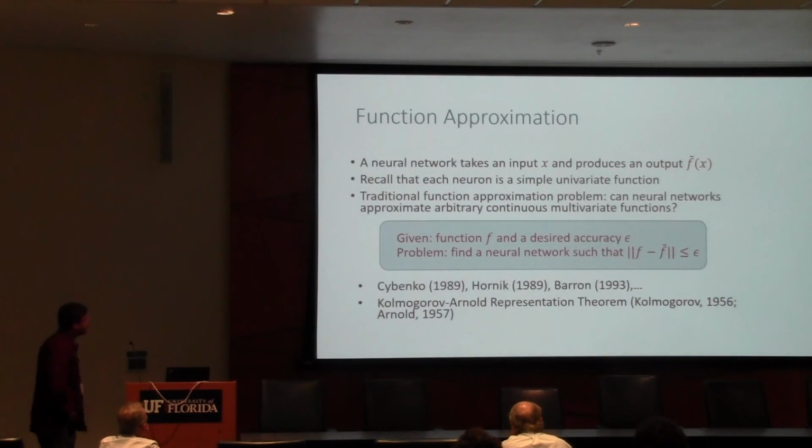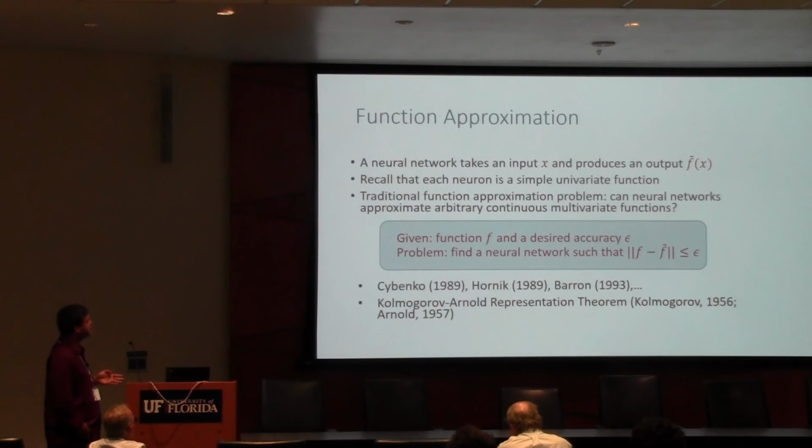So let me talk about prior work. The prior work in this area, so many people have studied the following problem. You can think of a neural network as taking an input x and producing some output f tilde. Then you say that I'm interested in approximating functions in a certain class. So typically the function class is considered to be a set of continuous functions.